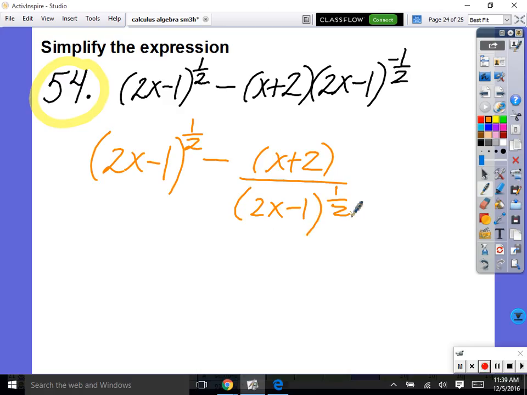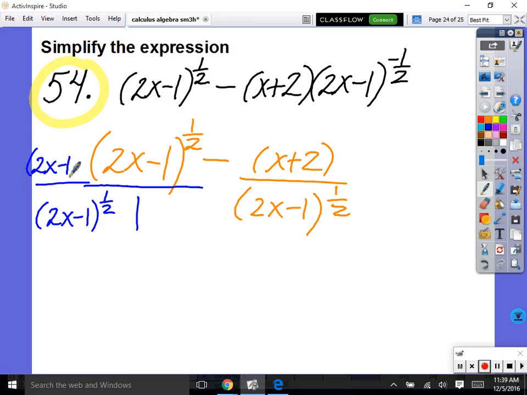Okay, now subtracting fractions, we're going to want to combine them. We need to get a common denominator. What's my denominator right here? 1. So what's my least common denominator? We're going to multiply by 2x minus 1 to the 1/2. Do you want me to continue?